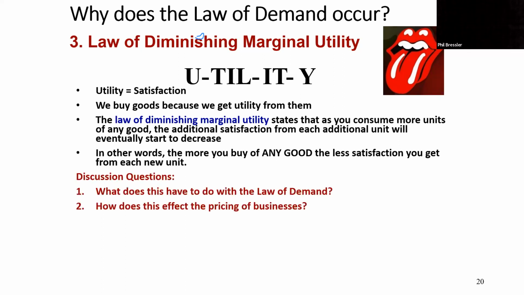All right, so you've got substitution effect, income effect, remember, it's not income, it's purchasing power, and the law of diminishing marginal utility. Those are your three. And that's the law of demand.